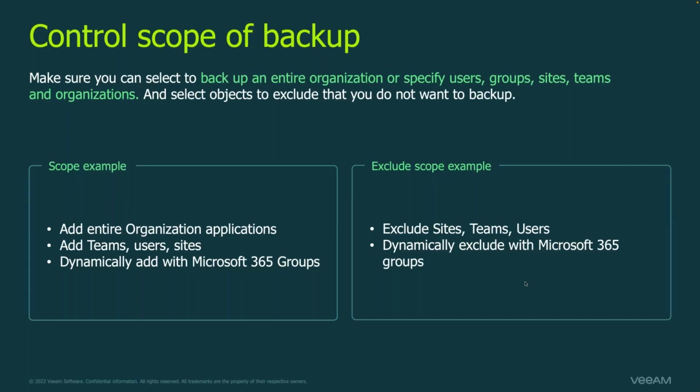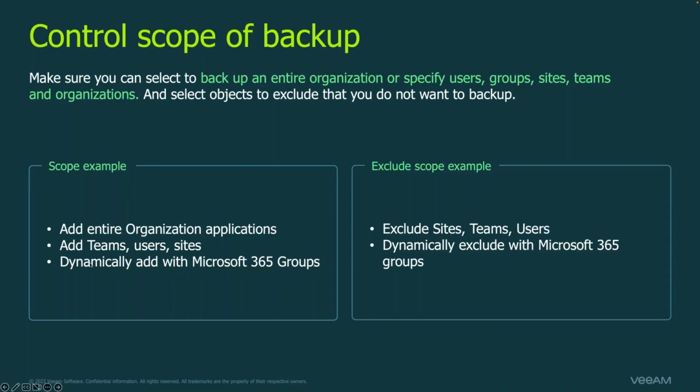You want to control the scope of your backup job. You have the flexibility to say, in a small deployment, I want to back up the whole organization. Basically, I don't want to segregate my job policy into something more granular based on teams, users, or sites. You can choose the whole organization, and then we just back up the whole organization, inclusive of Exchange, SharePoint, OneDrive, as well as Teams.